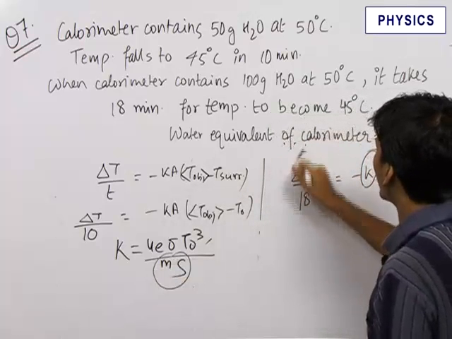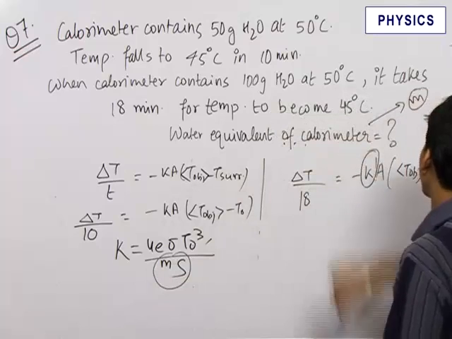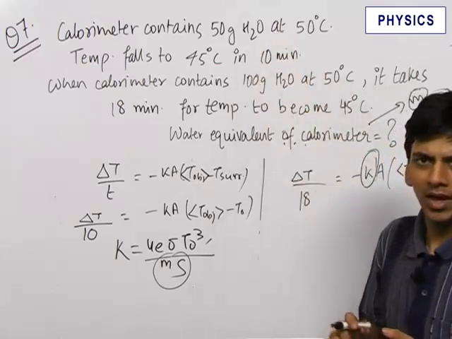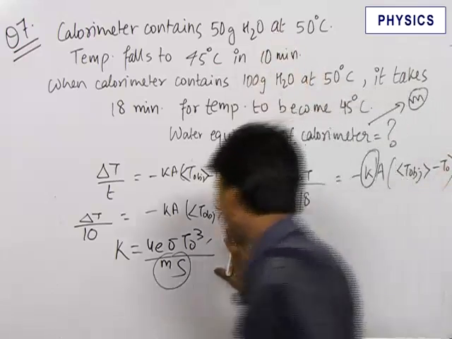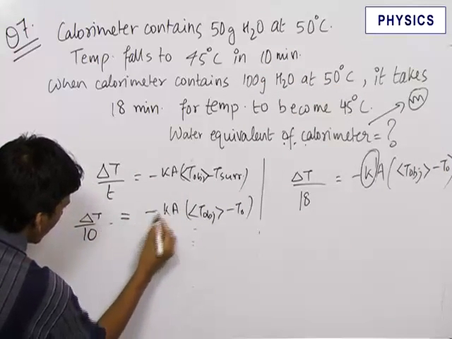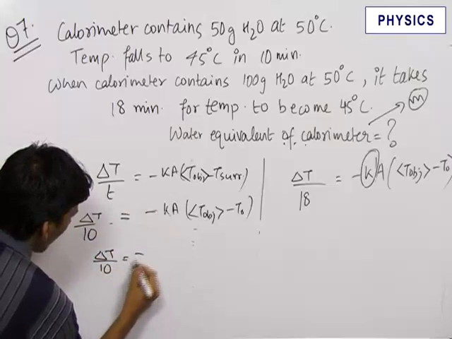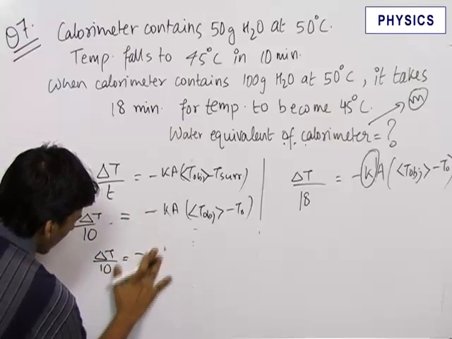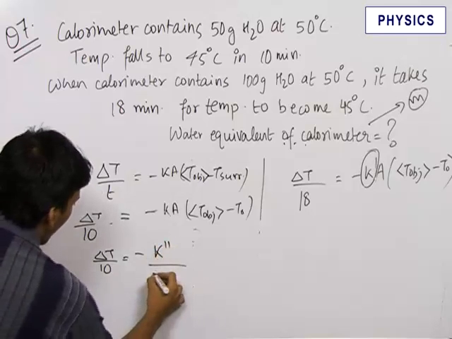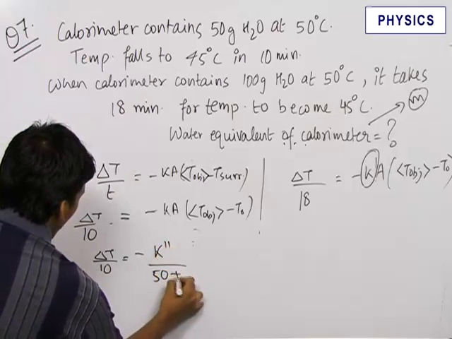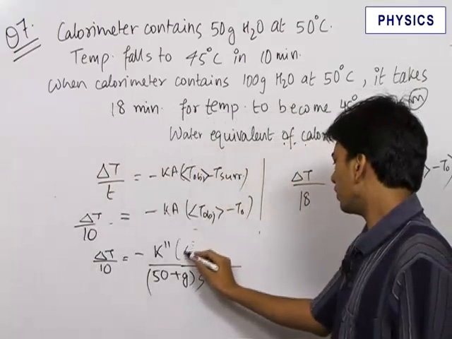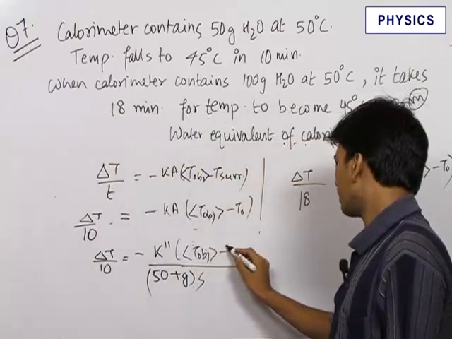We need to find out the water equivalent of the calorimeter. Let that be equal to m. Now when the water equivalent of the calorimeter is m, it can be directly added to the mass of water and normal calculations can be done. Therefore here we write delta T upon 10 is equal to minus of some constant, let it be K double dash, upon the mass of water, that is 50, plus the water equivalent of the calorimeter. The specific heat remains the same, into T object minus T naught.